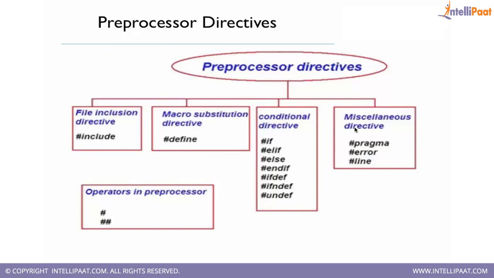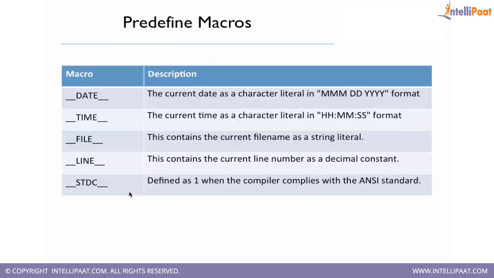Also, there are some miscellaneous directives, for example pragma, error, inline. So mostly operators which are used in preprocessors are hash or double hash. So let's check what all are the predefined macros. These are the list of predefined macros, for example, date, time, file, line, stdc.